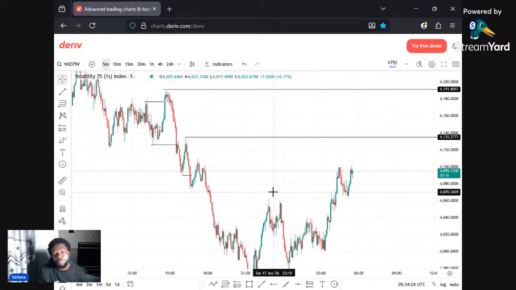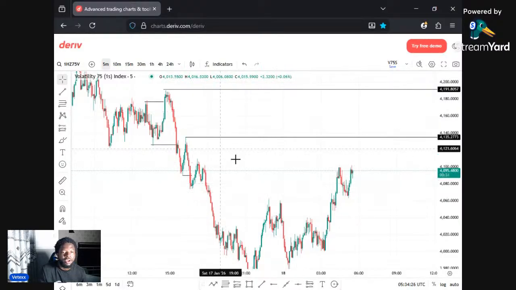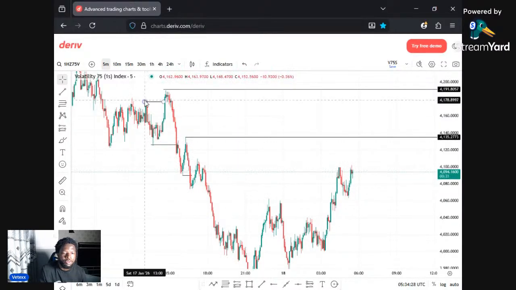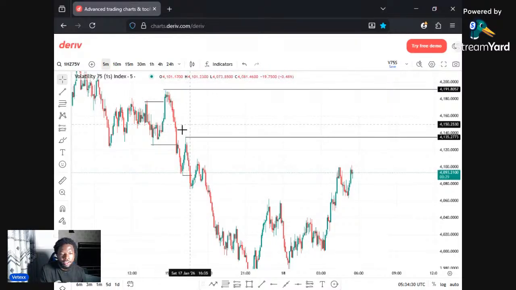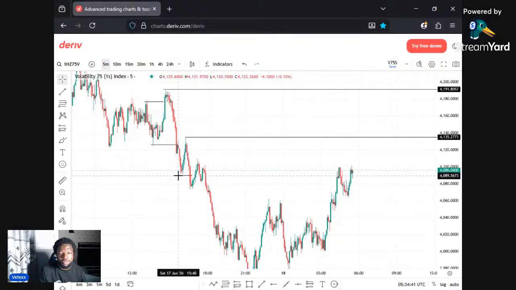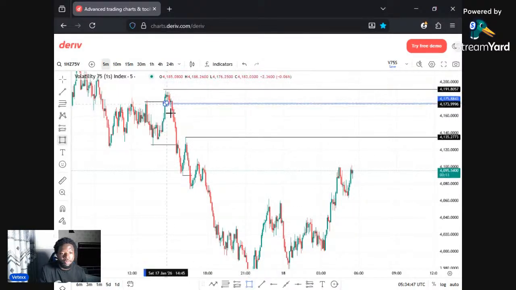So on the V75 on the 5 minute time frame, this is the continuation we have. We have our sweep of liquidity, our protected high, our first break of structure, as price retraces 50% to give us our structural liquidity, and then breaks the sweep again to give us our second break of structure. So this entire zone is our POI.